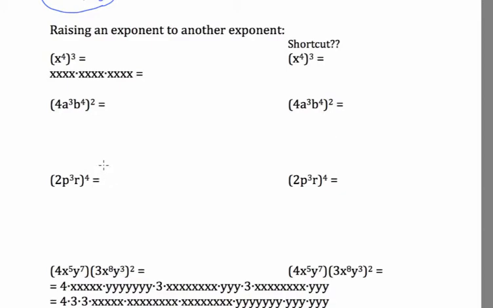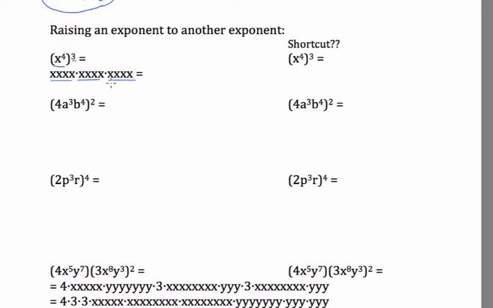Raising an exponent to another exponent. What happens? Okay, when you take x to the fourth and raise it to the third power, that means you're taking x to the fourth and multiplying it by itself 3 times. Here's how it looks. X to the fourth times itself 3 times. X to the fourth times x to the fourth times x to the fourth.